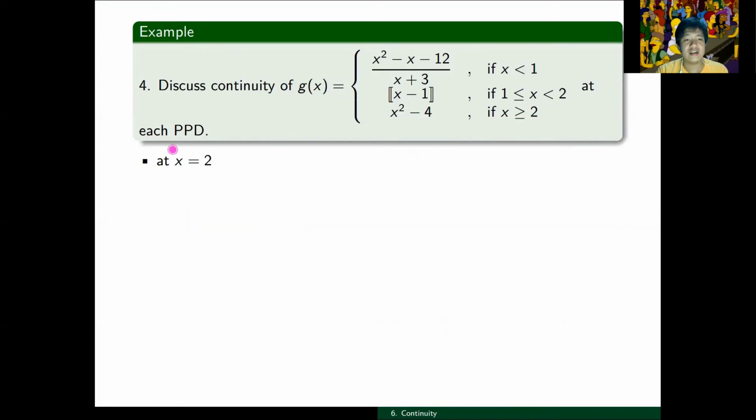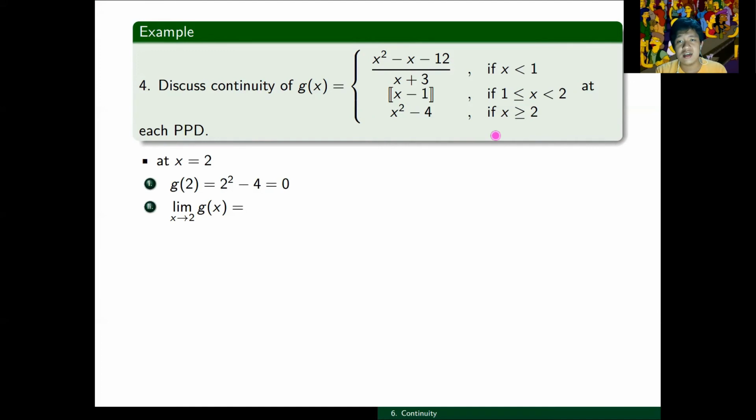Okay, good. Next PPD is x equals 2. Let's check. Does g of 2 exist? Where does x equals 2 fall? Dito, no? Sa third function. X squared minus 4 ko siya ipa-plug in, so I get 2 squared minus 4. That is 0. Okay, first condition, good. Nag-exist ang function value. Does the limit exist though?